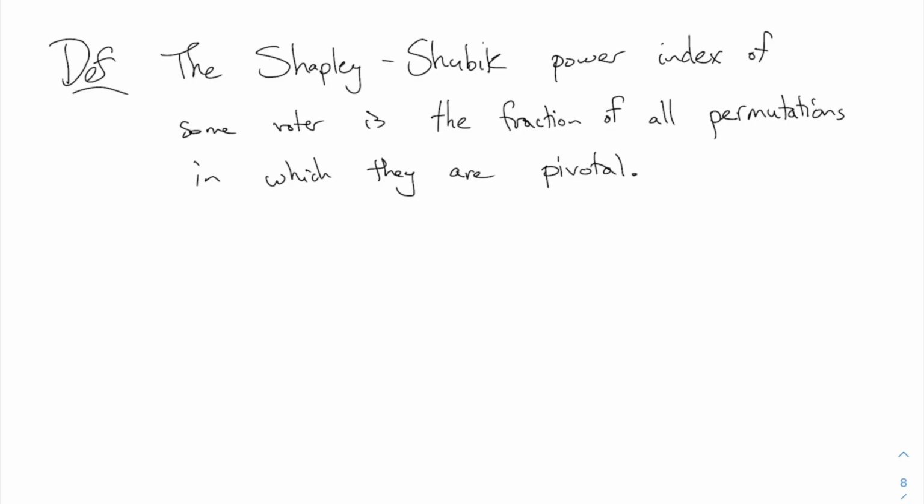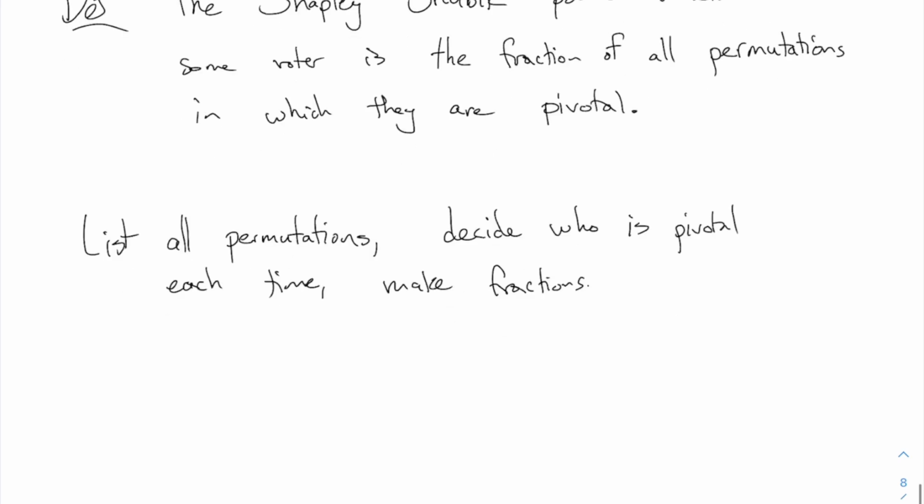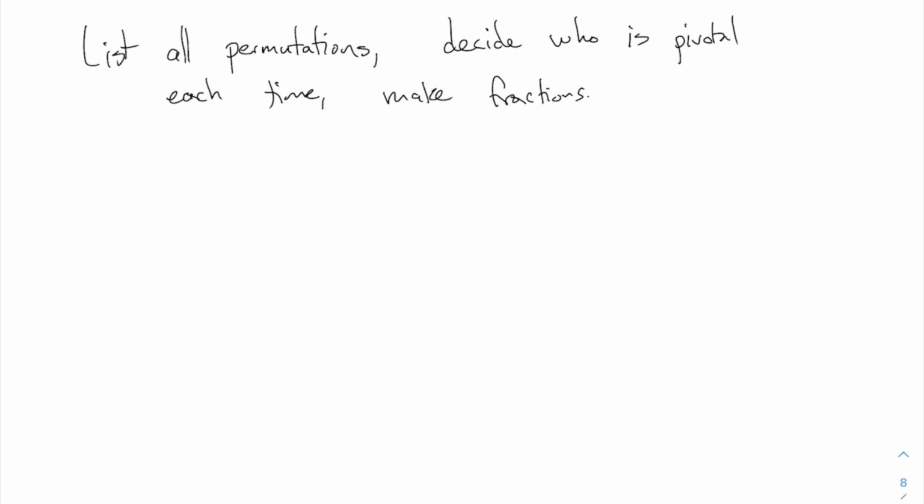So the way to do this is you list all permutations. Like I said, this can be a pain, but it's not so bad if there's only a few different voters. List all permutations, decide who is pivotal each time, and then you just make fractions. That's the easy part, just to say what your answers are in terms of fractions at the end. All right? This is the setup. Let's just do one example, and I think that'll probably do us for today. This will take you a few minutes, although individually each step is not really very difficult.